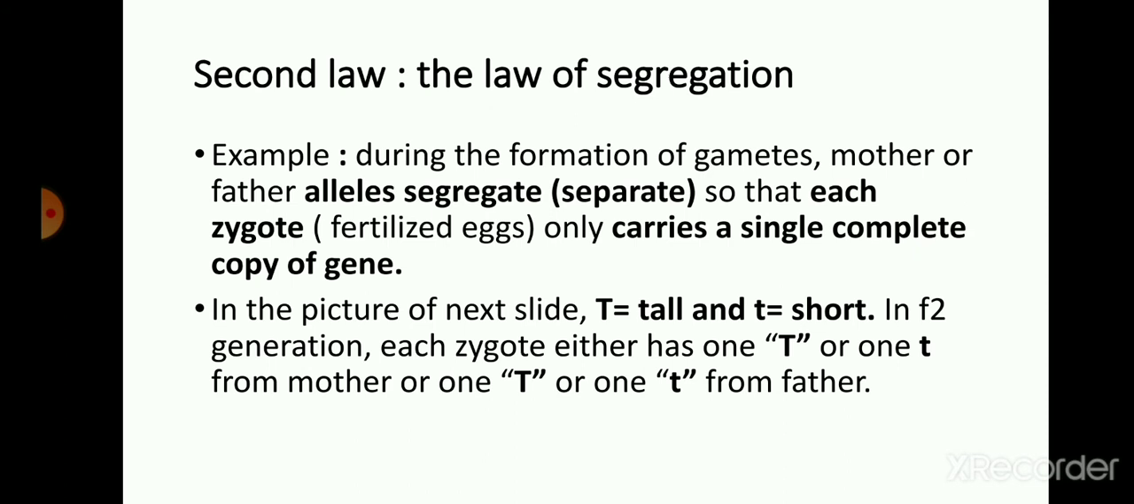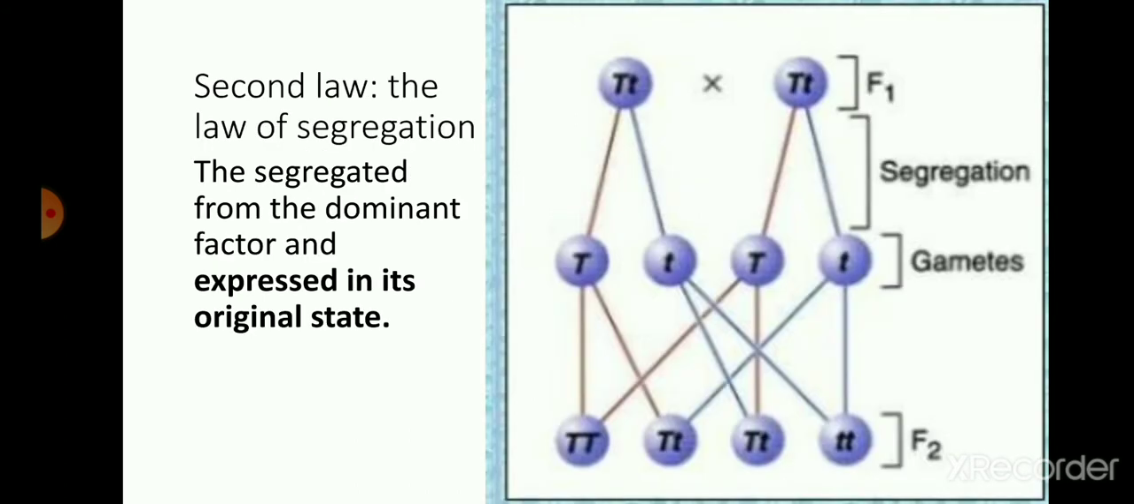So in the picture on the next slide you see capital T is for tall height and small t is for short. So in the F2 generation each zygote either has capital T, or one small t from the mother, or one small t from the father. In this figure you can see that the F1 generation has one gene consisting of two alleles. One is a capital T, one is a small t, same as it is here also.